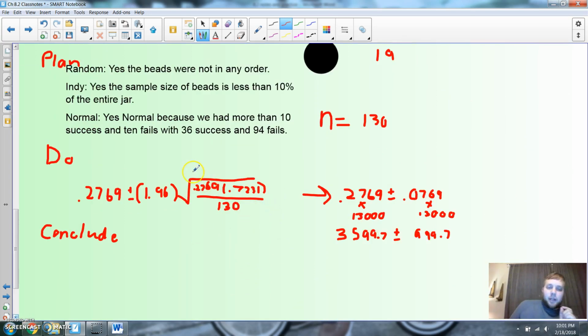All right, so I plugged in the standard deviation formula right over here. That gave me 0.2769 plus or minus 0.0769. And remember, the whole thing asked how many beads. Now, this is just a percent. So I multiplied that by the beads in the box, and I got this interval. I would write a conclusion and be done.